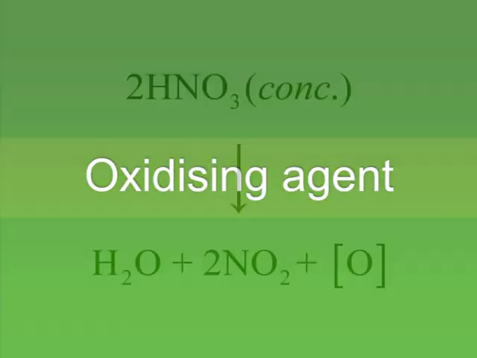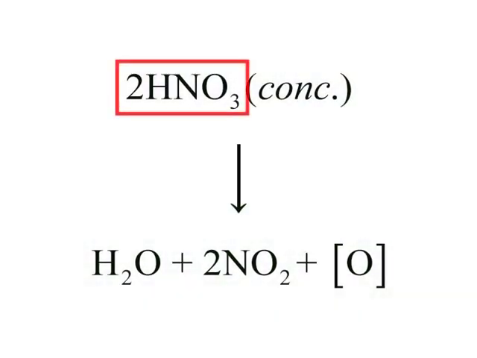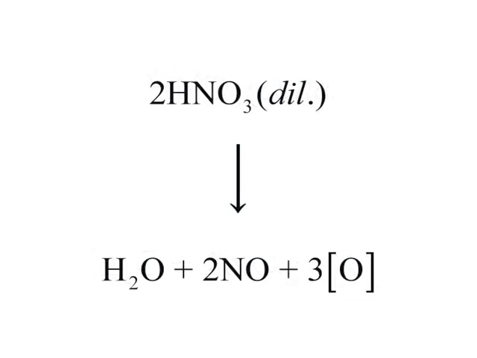Oxidizing agent. Nitric acid is a very strong oxidizing agent since it readily gives nascent oxygen both in the concentrated as well as in the dilute form. Therefore, nitric acid oxidizes many non-metals and compounds.